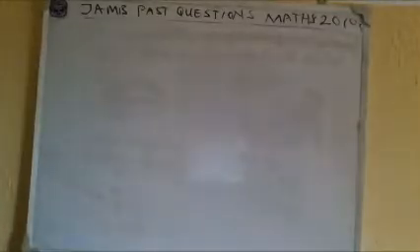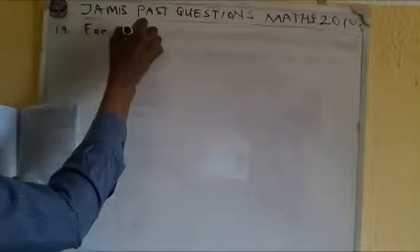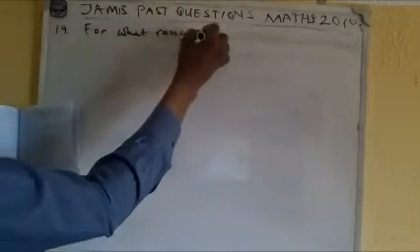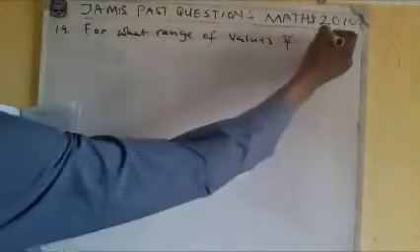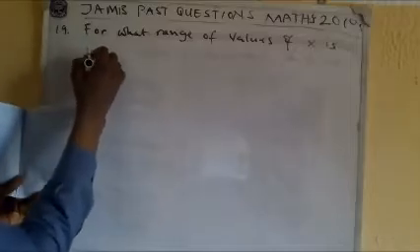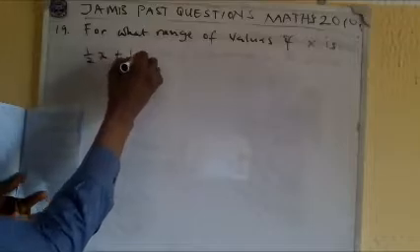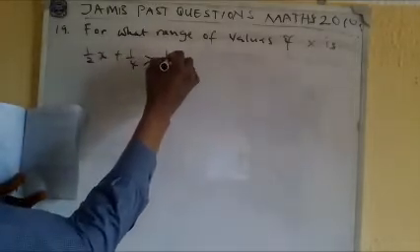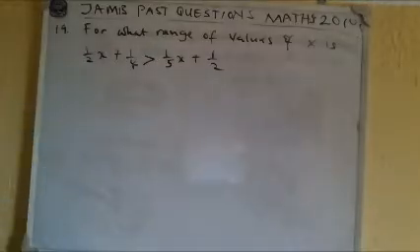Okay. Question 19 says, for what range of values of x is 1/2 x plus 4 plus 1/4 greater than 1/5 x plus 1/2? So for what range of values? This is under the topic inequalities.